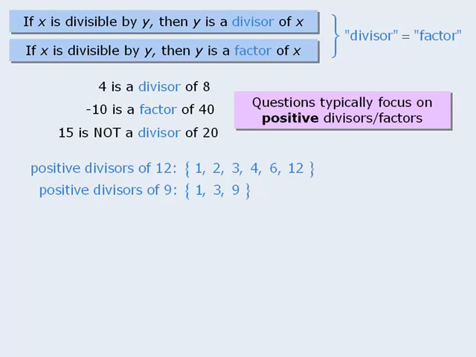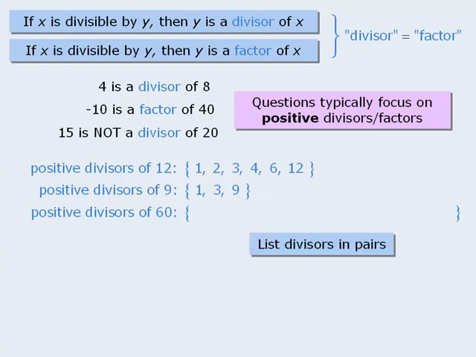The next one's for you. What are the positive divisors of 60? Well, let's list them. Now, a useful way to avoid missing divisors is to list them in pairs. By pairs, I mean two integers that have a product of 60. So we'll begin with 1 and work our way up to 60. Since 1 times 60 equals 60, we know that 60 is another divisor.